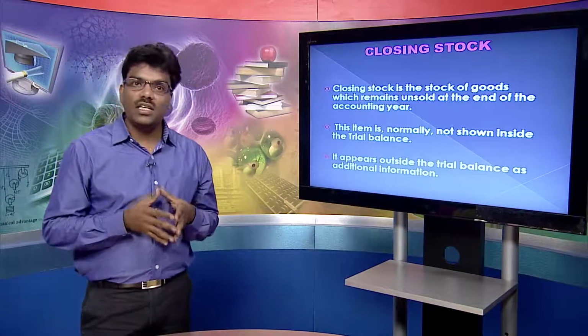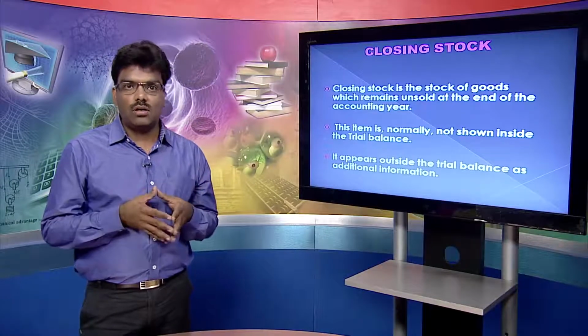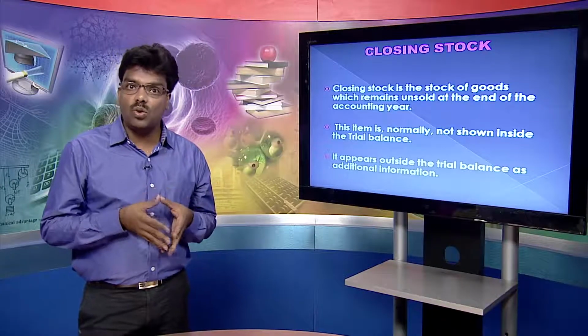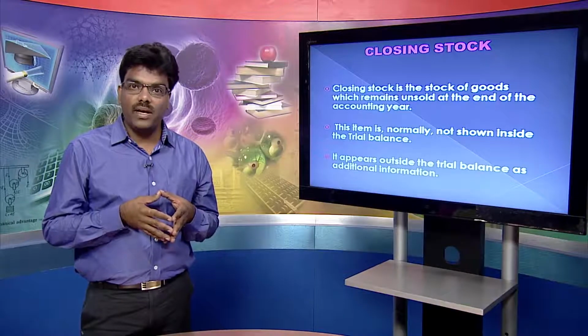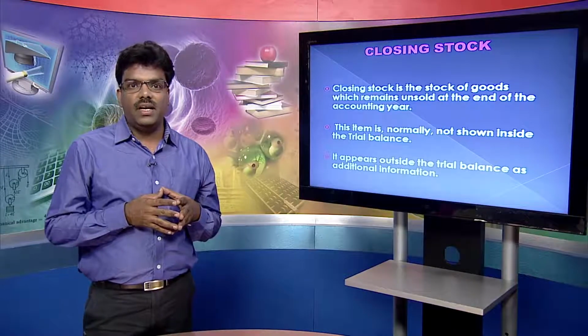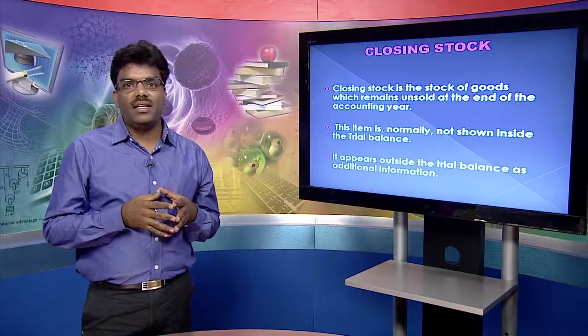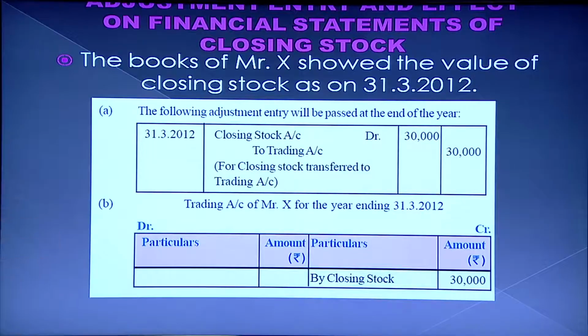Next is closing stock. Closing stock is the stock of goods which remains unsold at the end of the accounting year. This item is normally not shown inside the trial balance. It appears outside the trial balance as additional information. This is the adjustment entry of closing stock.